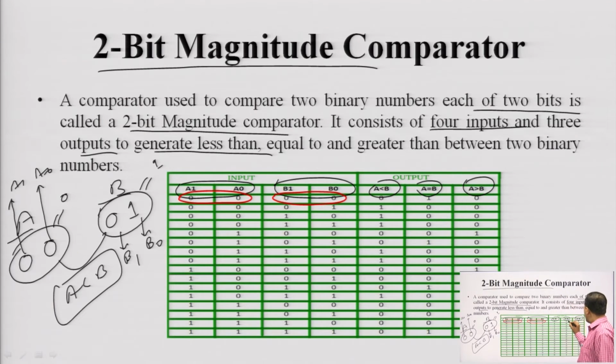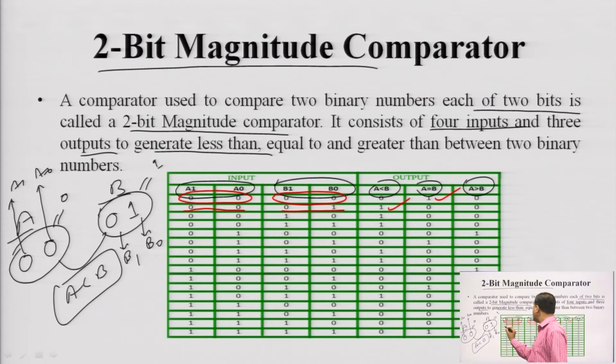So, here we will put 1 for this column, A is equal to B. Okay. Now, next A1 A0 is 0 0 and B1 B0 is 0 1. So, now you can see this is nothing but 0 in decimal and this is nothing but 1 in decimal. So, A is less than B. So, here we are putting 1 in this column, A less than B.